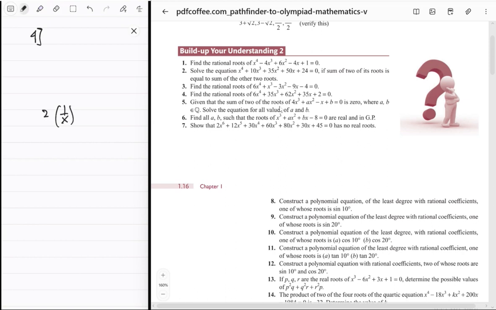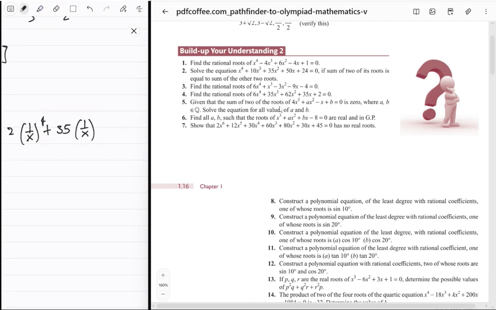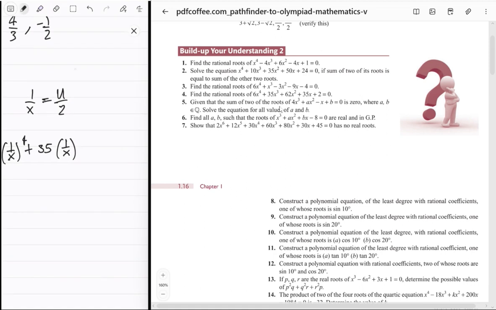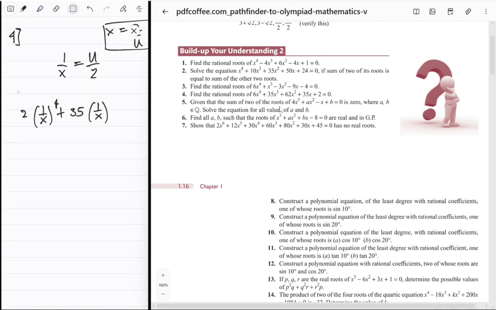1 upon x power 4 plus 35 times 1 upon x cubed and all that stuff, right? And then you indeed have to get rid of this 2. So we'll just say 1 upon x is equal to u upon 2, right? So basically x is equal to 2 upon u. That's the equation that you should be dealing with, right?